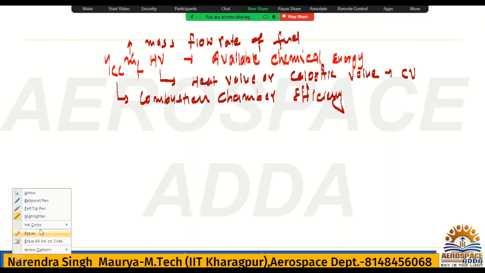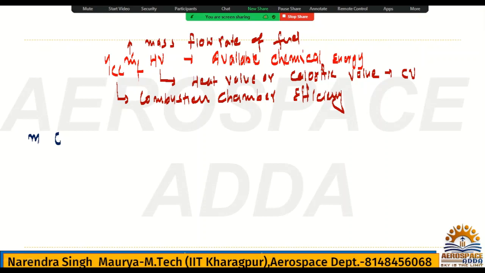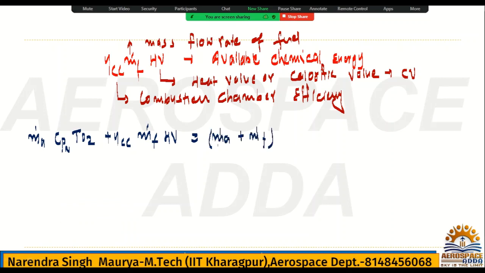Now coming to the main equation. What you got there? m dot a Cp of air into T naught 2, plus eta cc m dot f into heat value is equal to Cp of gas, sorry, m dot a plus m dot f also there. m dot a plus m dot f into Cp of gas into T naught 3.